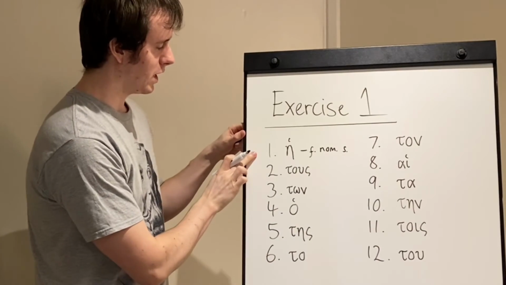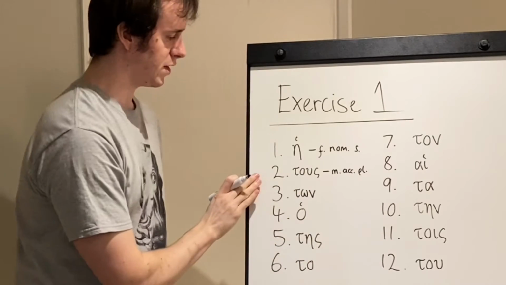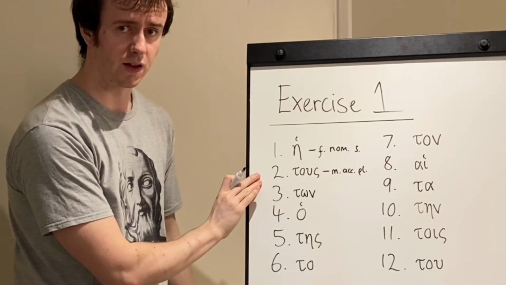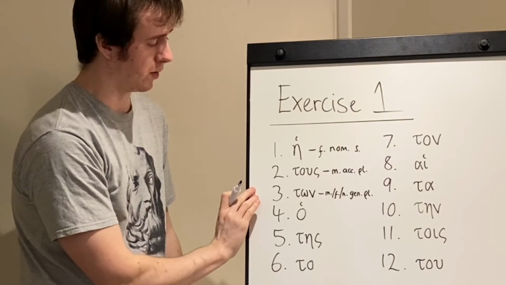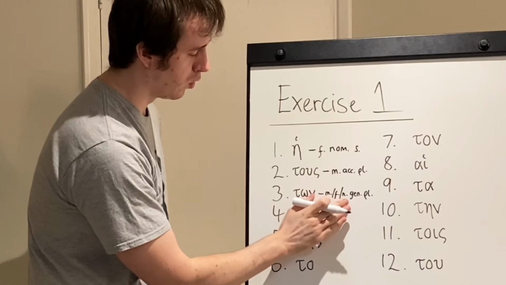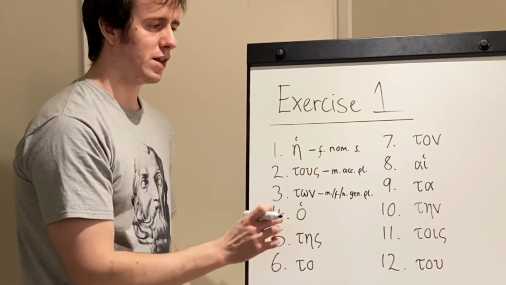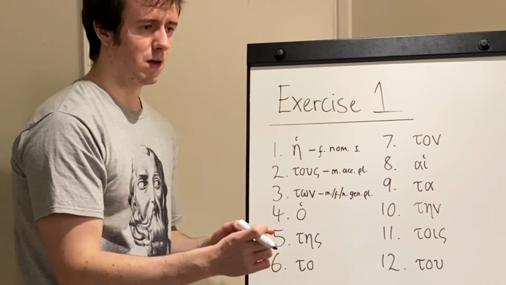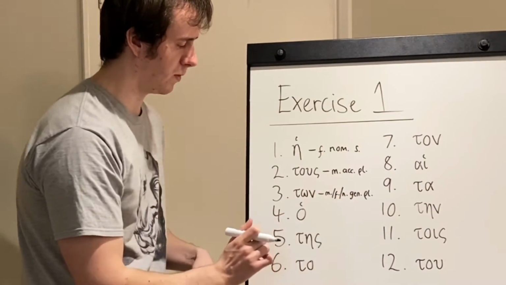The first one, he, is feminine nominative singular. The second one, tous, is masculine accusative plural. The third one, ton, is an ambiguous one. It's masculine, feminine, or neuter genitive plural. We can only know which it is when it's actually being used with a noun. Then, if we know the gender of the noun, we'll know whether it's masculine, feminine, or neuter.